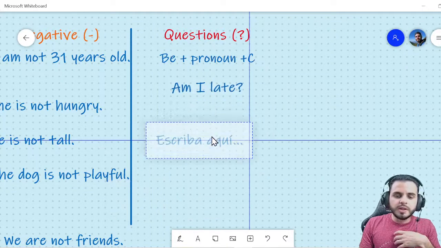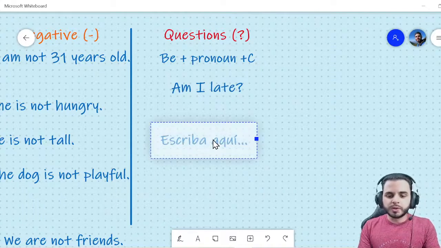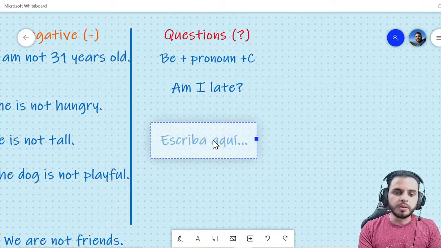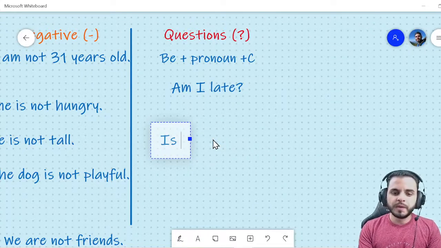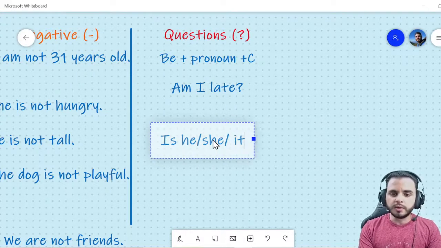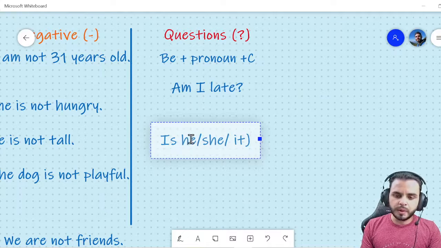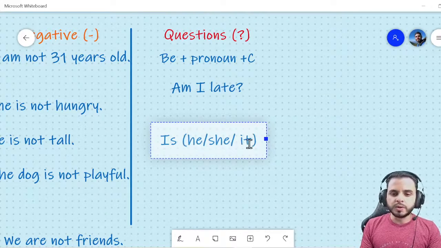What about he, she, and it? So the same thing again. First, we start with the verb be, which in this case is going to be is, right? And then the pronoun. So we can have here he, it can also be she, or it can be it if it is a thing or an animal. So I'm going to put these ones within parentheses because we can choose either option.